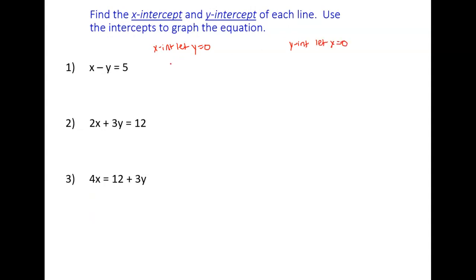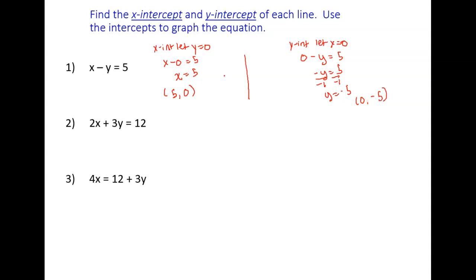So if I let y equal 0, I get x take away 0 equals 5. So x equals 5. So my first coordinate is 5 because x comes first in my pattern, right? And 0. In this case, I have my x equaling 0. So I have 0 take away y equals 5. So negative y equals 5. Let's get rid of that negative in front of the y. We don't like it. So y is equal to negative 5. So my other coordinate is 0 and negative 5.